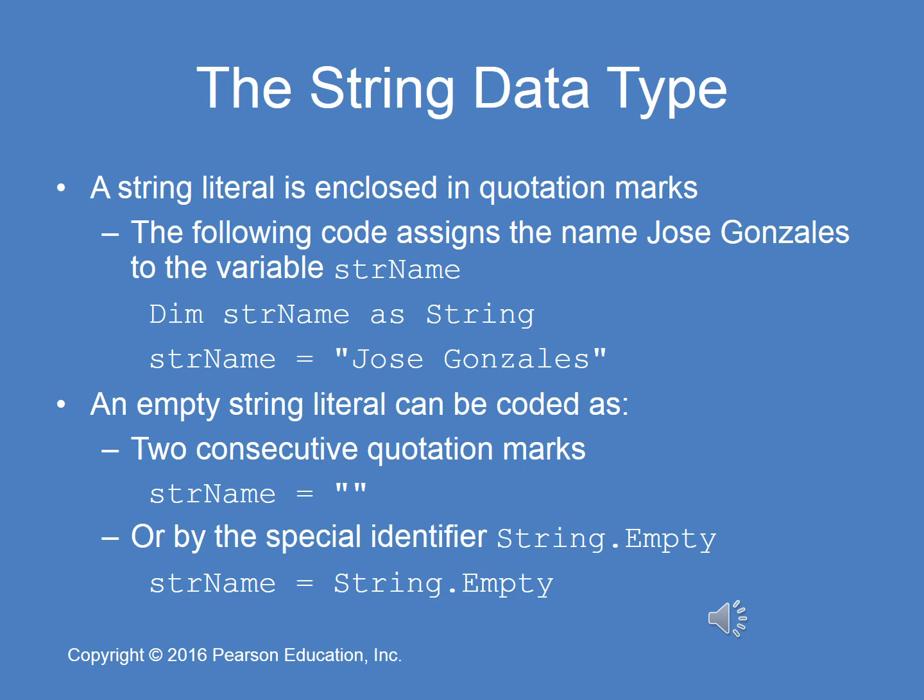Okay? An empty string can be coded as just 2 consecutive quotation marks. There is not a space between those quotation marks. Or we can use the special identifier string.empty. String name equals quotation, quotation, is the same thing as string name equals string.empty.